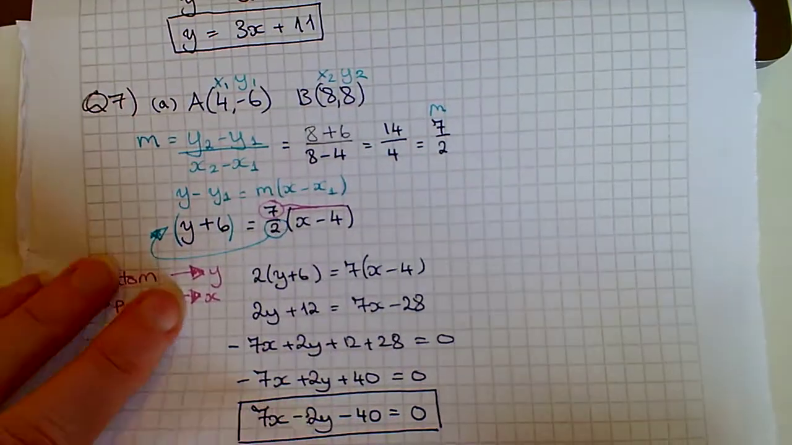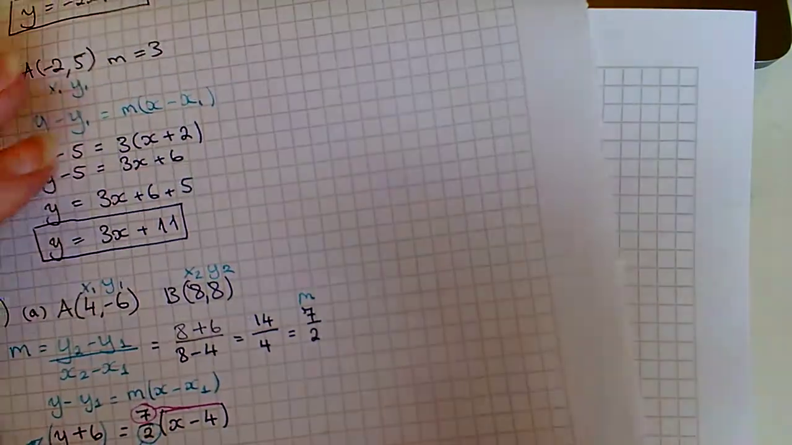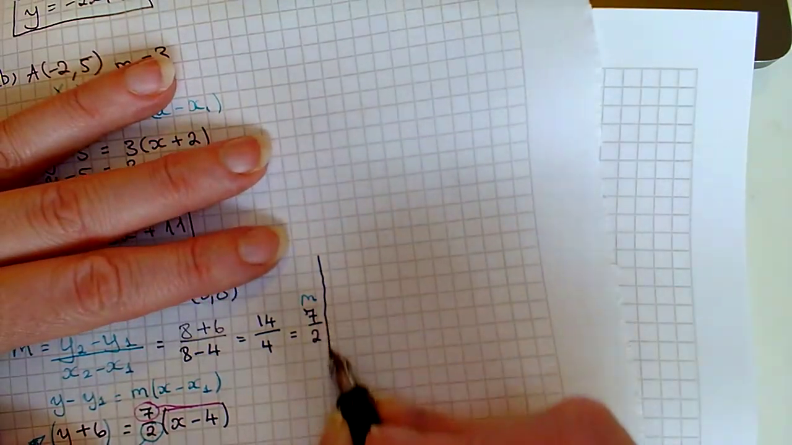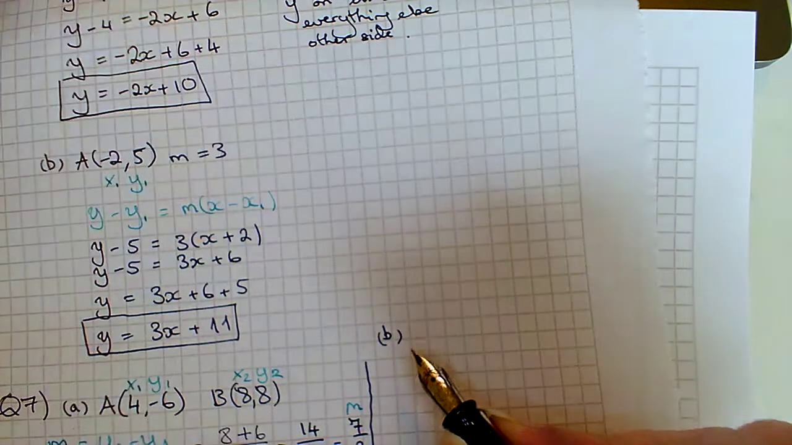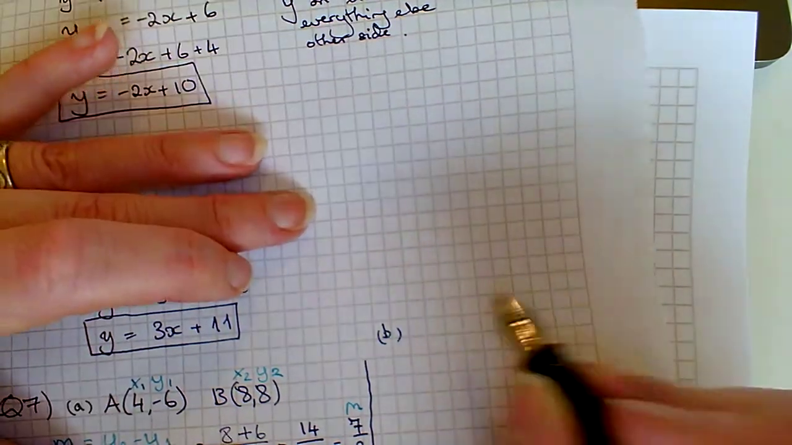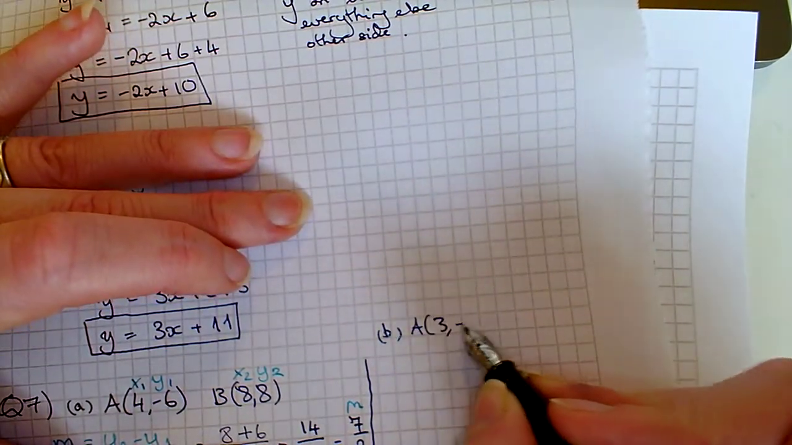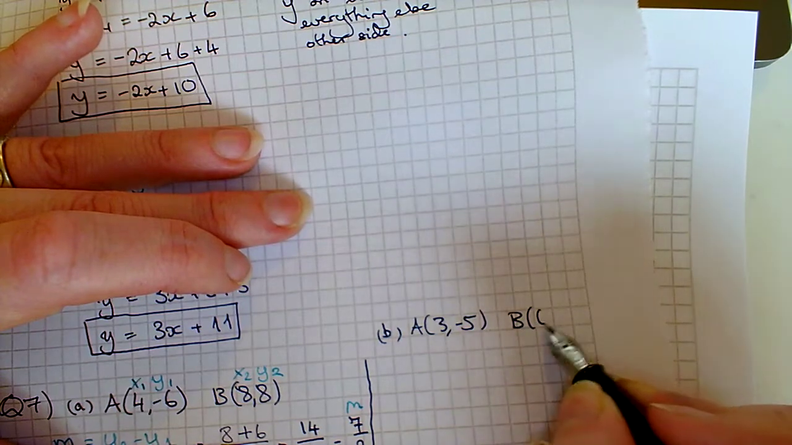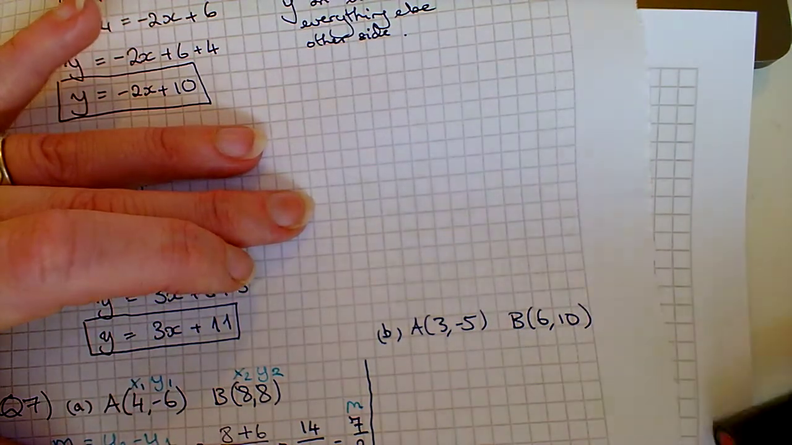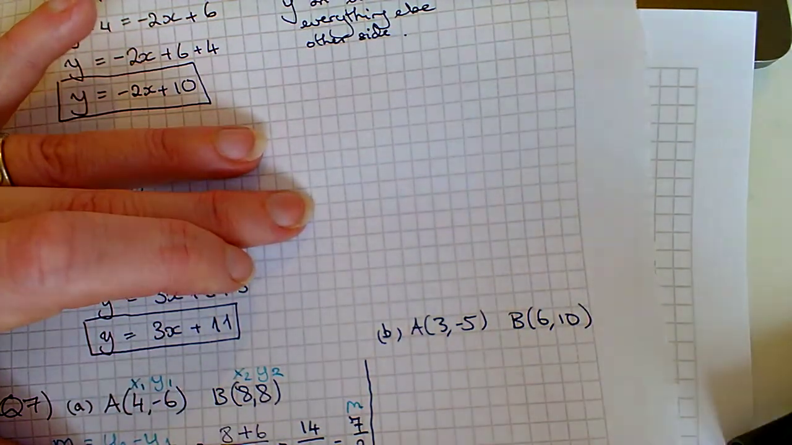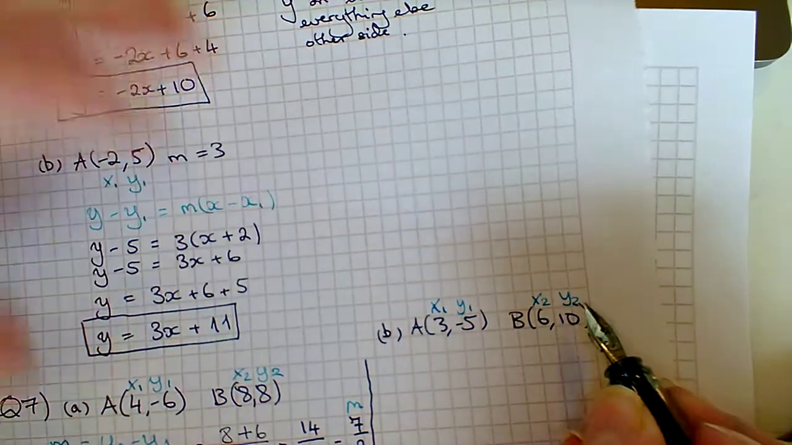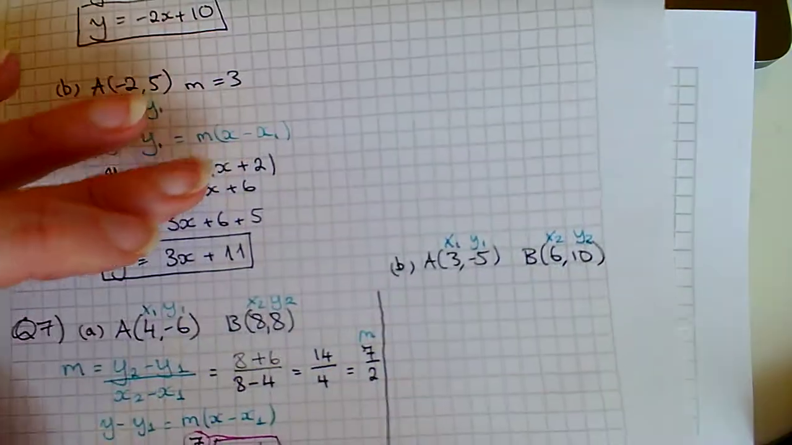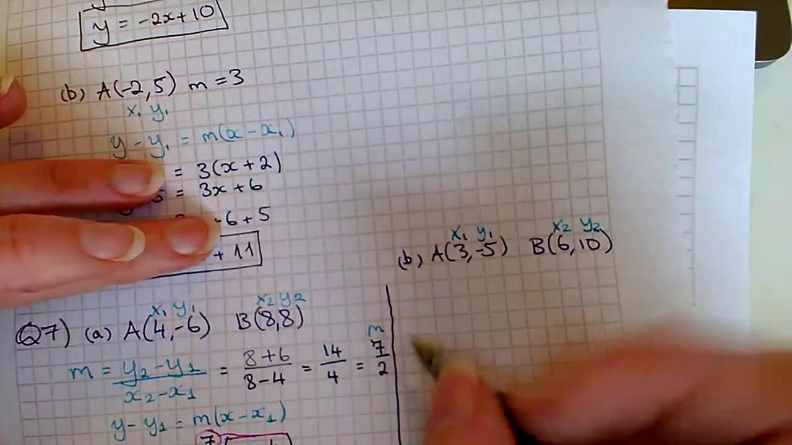Let's look at part B. Similar kind of question. So for part B, I'm using the points 3, minus 5 and 6, 10. Again, I'm going to label x1, y1, x2, y2. And the very first step is to find my slope.